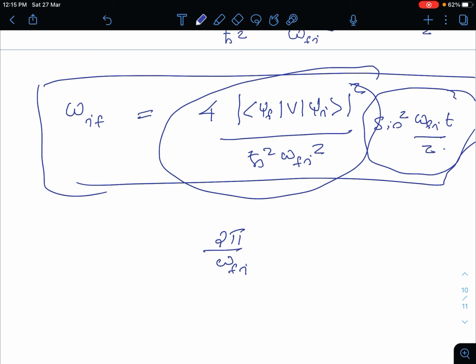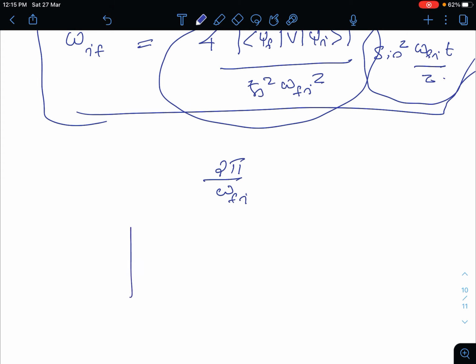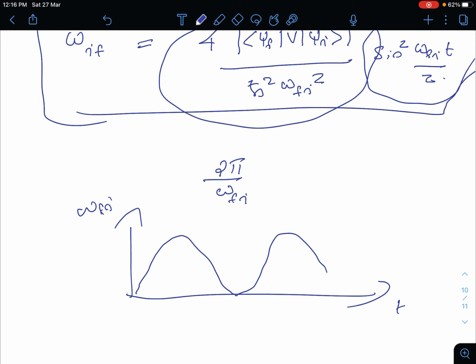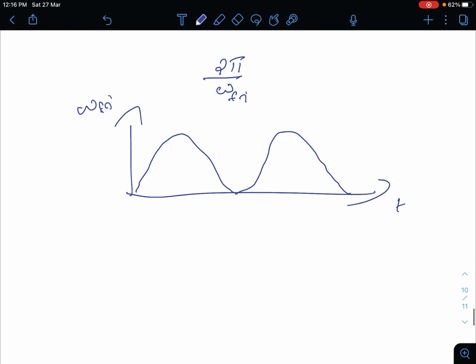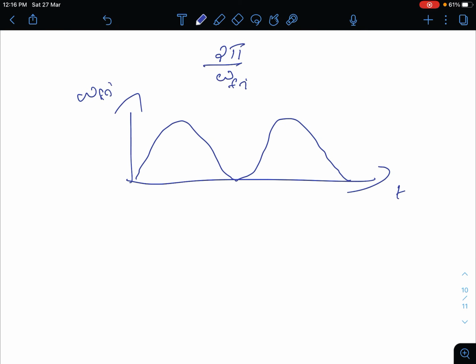So if you draw the probability, that means omega fi on the one axis and the time on the other axis, the probability will be varying something like a sinusoidal function. So that is all about the constant perturbation. Clear?